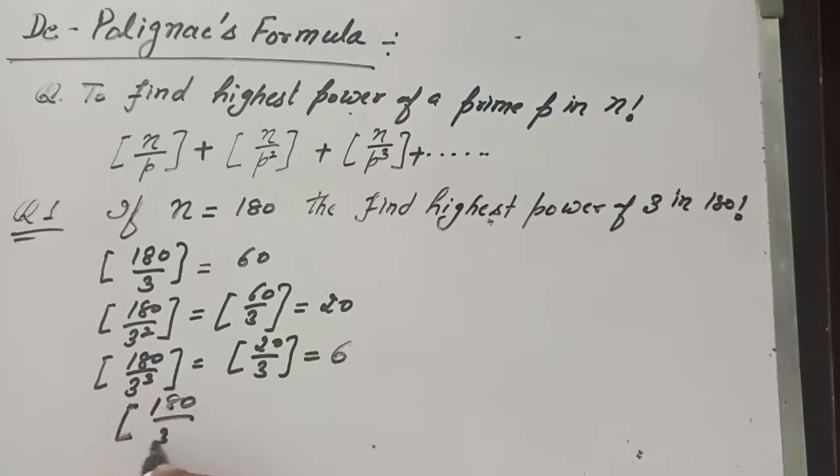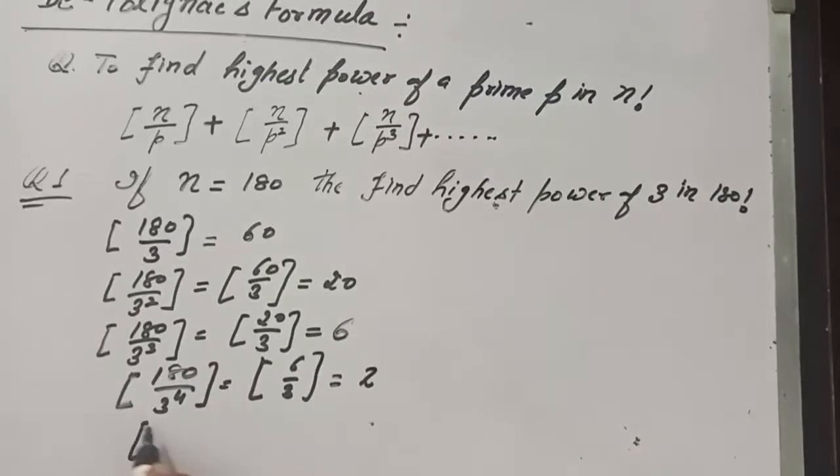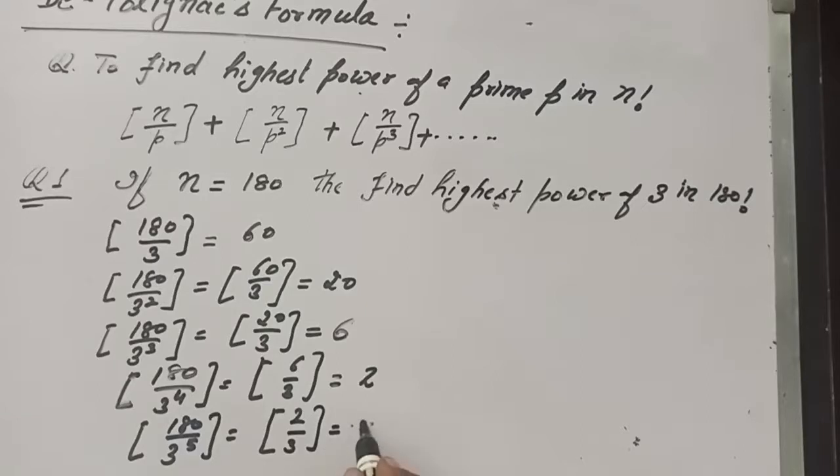Again, 180 by 3 raised to power 4. That means 6 by 3. Calculate the greatest integer of 6 by 3. That is 2. And the last step is 180 by 3 raised to power 5. So 2 by 3. Now 2 is smaller than 3, so quotient is 0 and remainder is 2. So we leave the remainder.